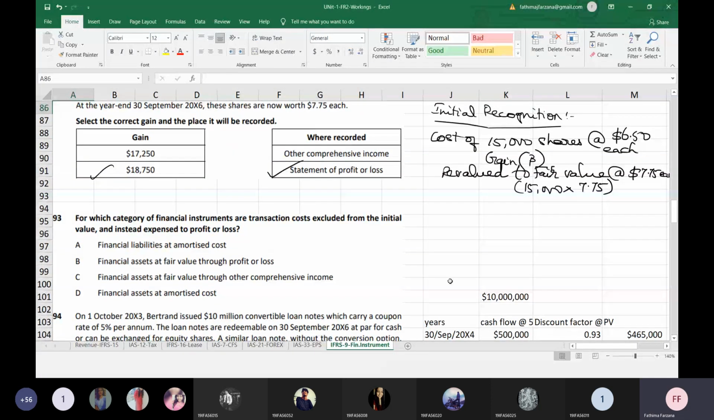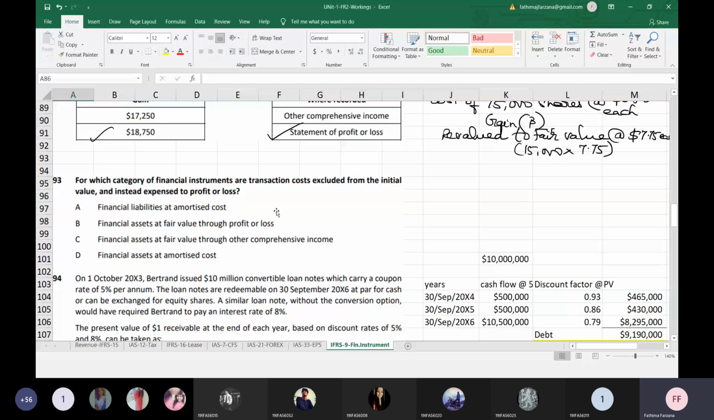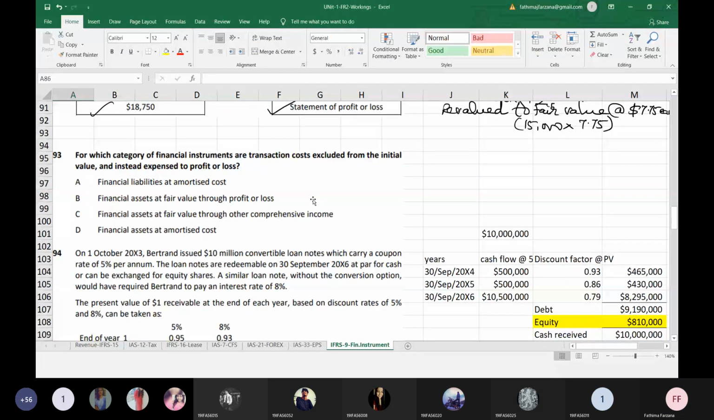Okay, one more. Can you answer question number 93? For which category of financial instruments are transaction costs excluded from the initial value and instead expensed to profit or loss? B. Let us check from one. Financial liabilities at amortized cost. Financial assets at fair value through profit or loss. Only in this are we expensing transaction cost. For OCI and all, we'll add it. Amortized cost also leave it. So only B is the correct answer.